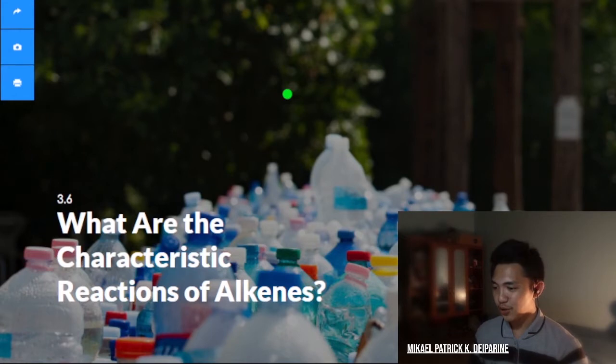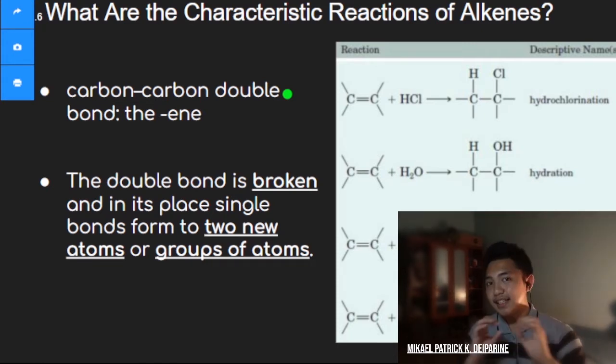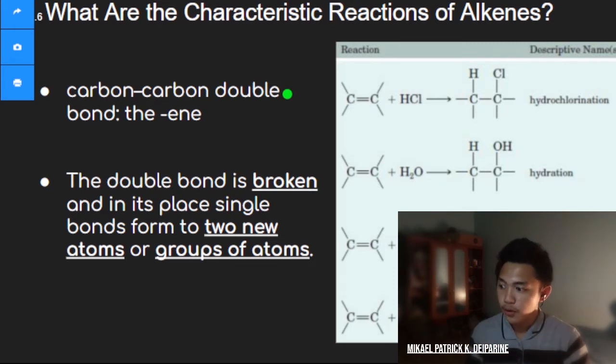Deiparine and I will discuss to you the characteristic reactions of alkenes. So, what are the characteristic reactions of an alkene? If we remember, an alkene is a carbon-to-carbon double bond, or in the IUPAC nomenclature, it is the "ene" in propene. The characteristic reaction of an alkene is that the double bond is broken and in its place, single bonds form to two new atoms or groups of atoms.